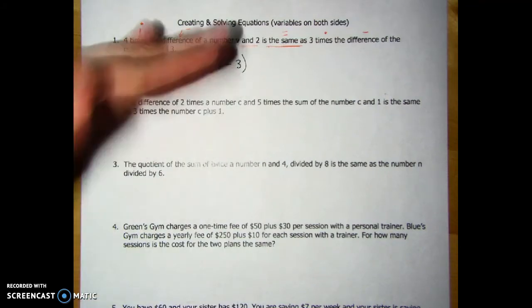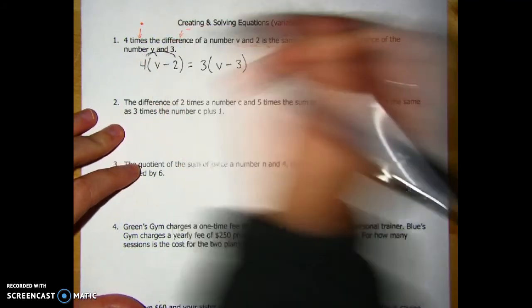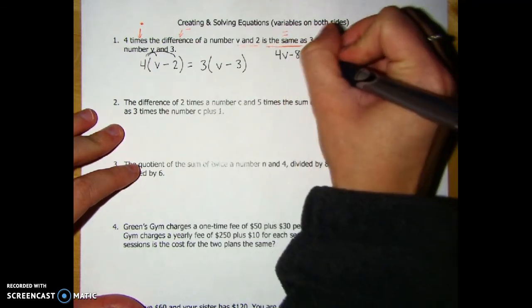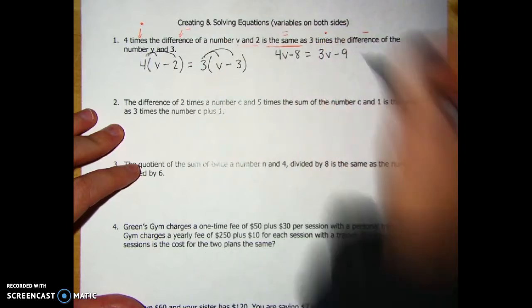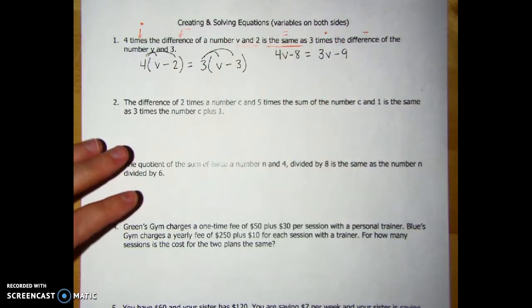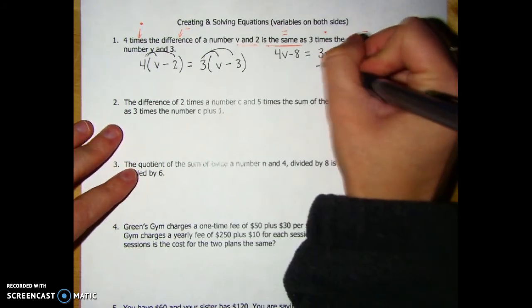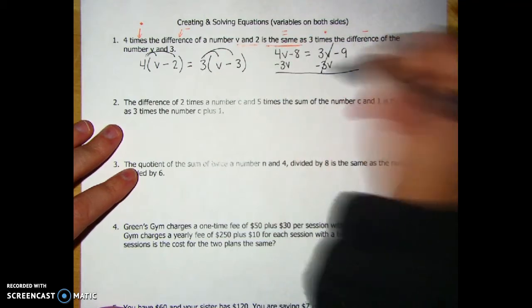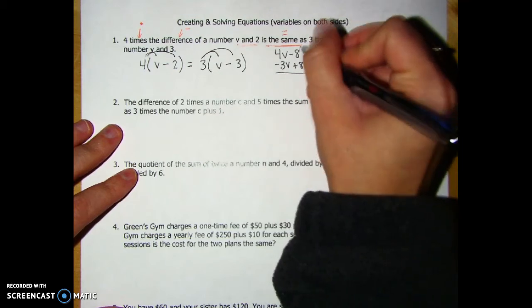And on my paper, I don't have a lot of space, but on yours, you should have enough space because yours isn't typed out. So I'm going to distribute the 4 to get 4v minus 8 equals, distribute the 3, I get 3v minus 9. I'm going to do 2 steps in one right now. If you don't feel like doing that, you can do it in the 2 different steps. But first I'm going to subtract 3v. That means I'm getting rid of something on the right-hand side. I need to get rid of something on the left-hand side. I'm going to do that by adding 8 to both sides.